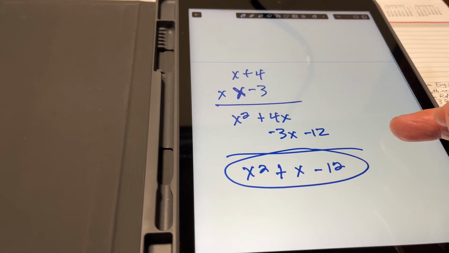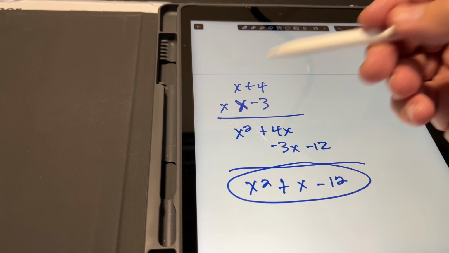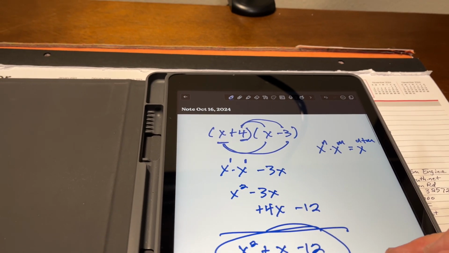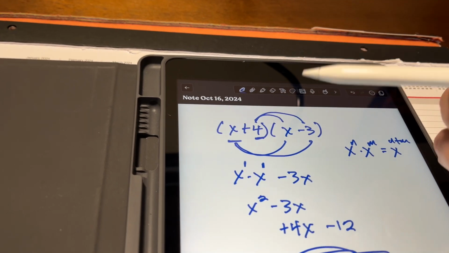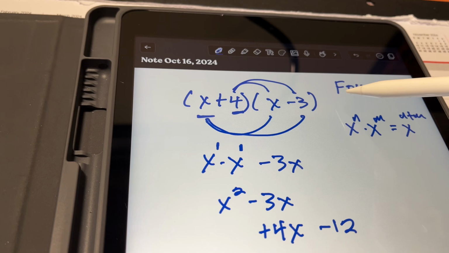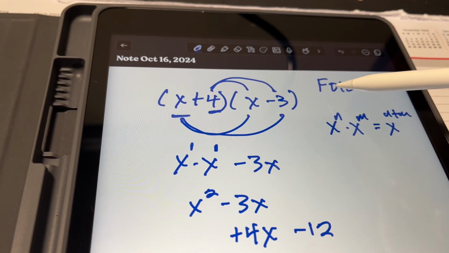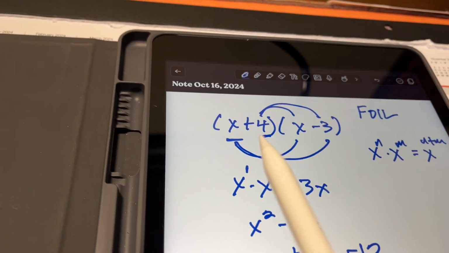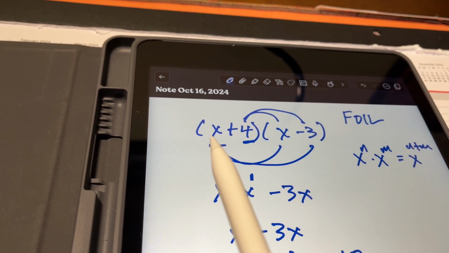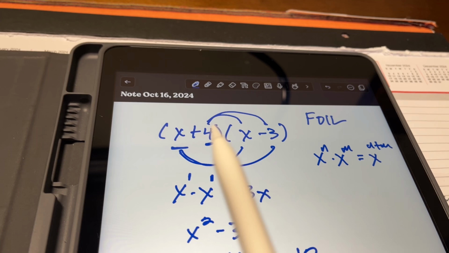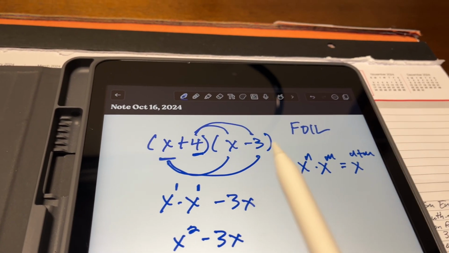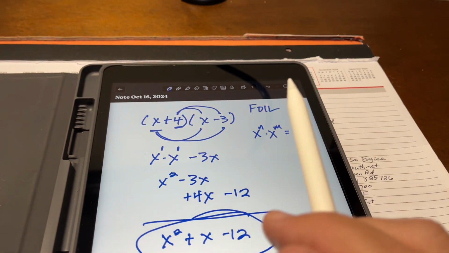So this answer is the same as that answer. It doesn't really matter whether I do it on top of each other like this, or whether I do it sideways like that. Now, a lot of people like to call this the FOIL method. FOIL stands for first, outer, inner, and last. So you're multiplying the first terms in each set of parentheses, the outer terms, the inner terms, and the last terms. So you see that in a lot of books.